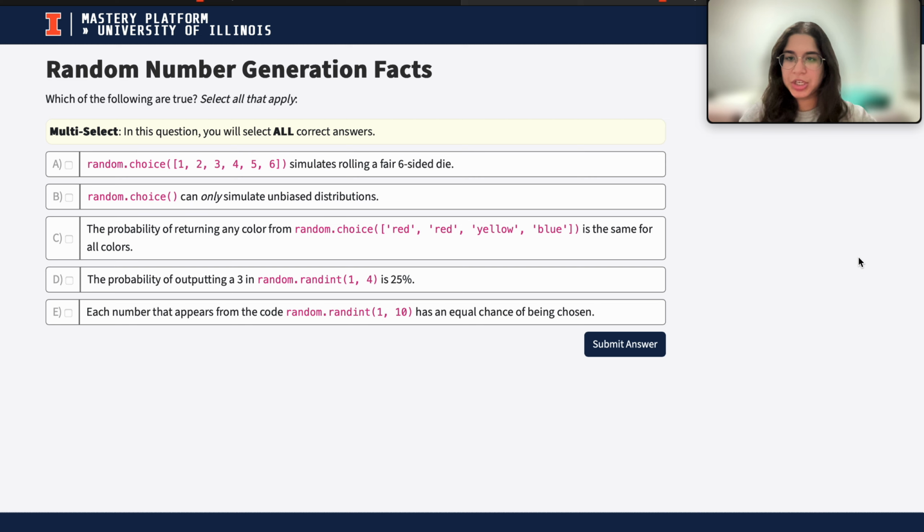We're going to be doing a question on random number generation facts. So let's go ahead and get started. Here it says, which of the following are true, select all that apply. So this deals with the random class in Python, right?